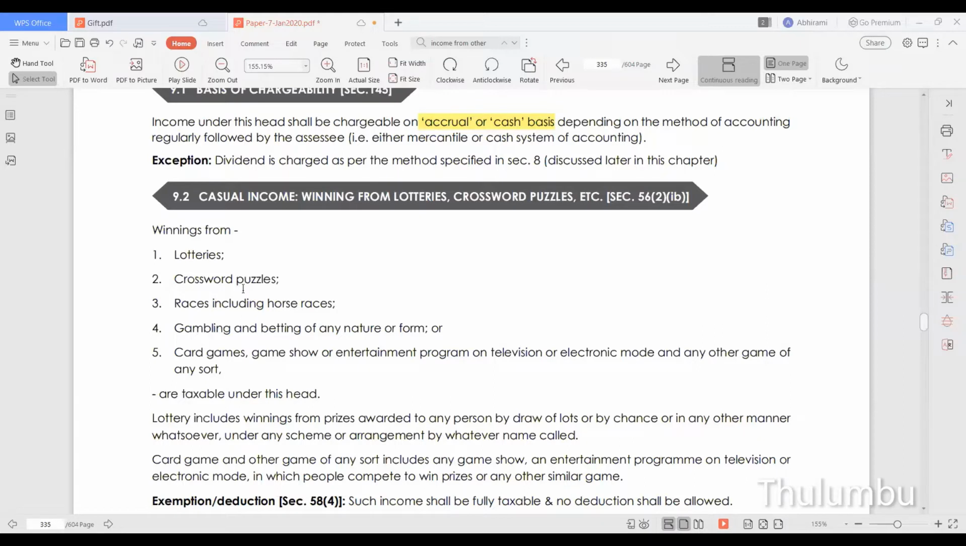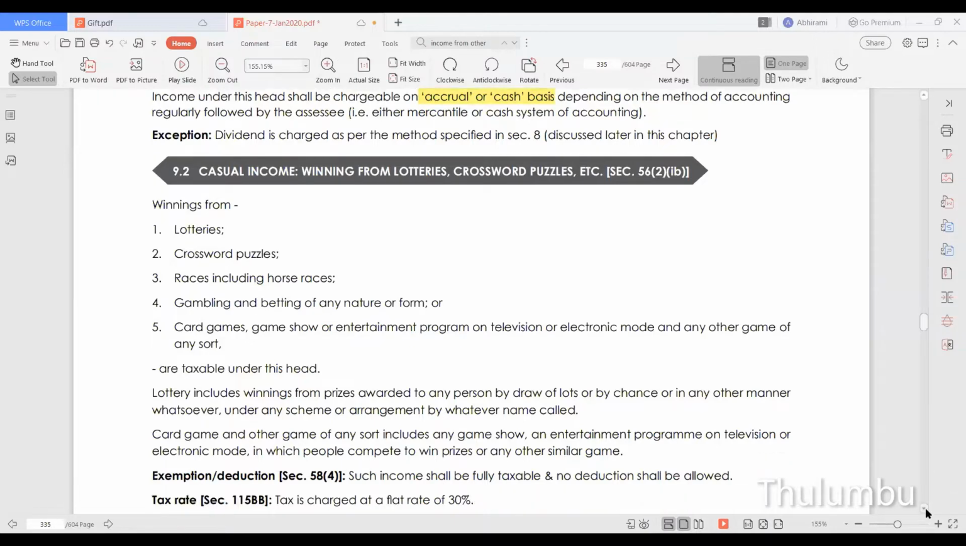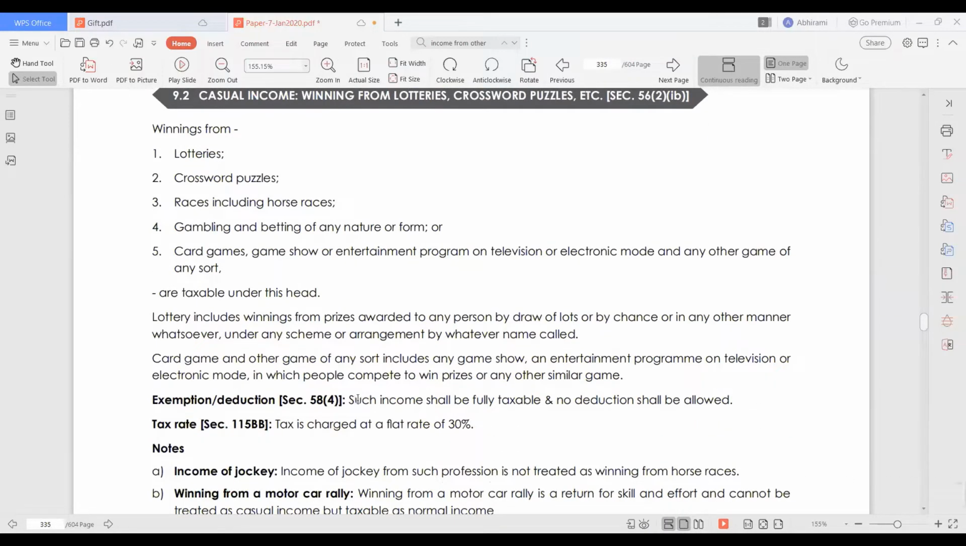இதுல வந்து பாத்தீங்கன்னா lottery, crossword puzzle, races, so all these things are taxed without any deduction. Such income shall be fully taxable and no deduction. So in the amount you cannot deduct anything. அதே மாதிரி it is taxable at flat 30%.